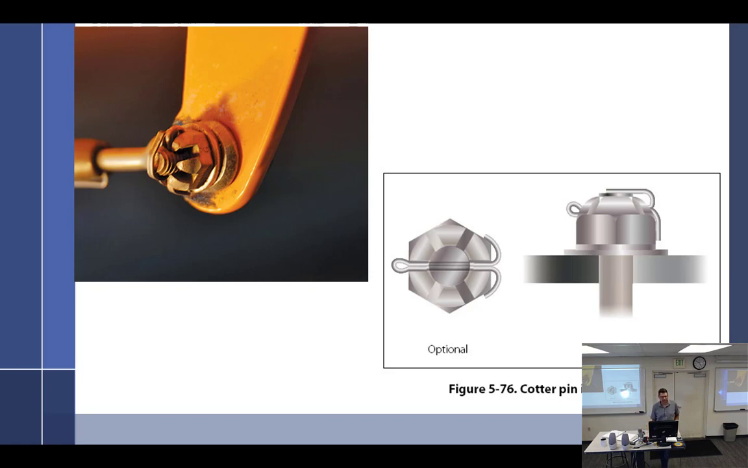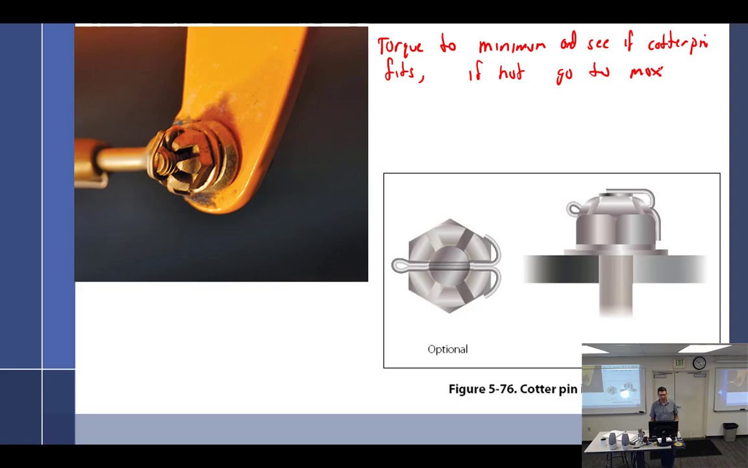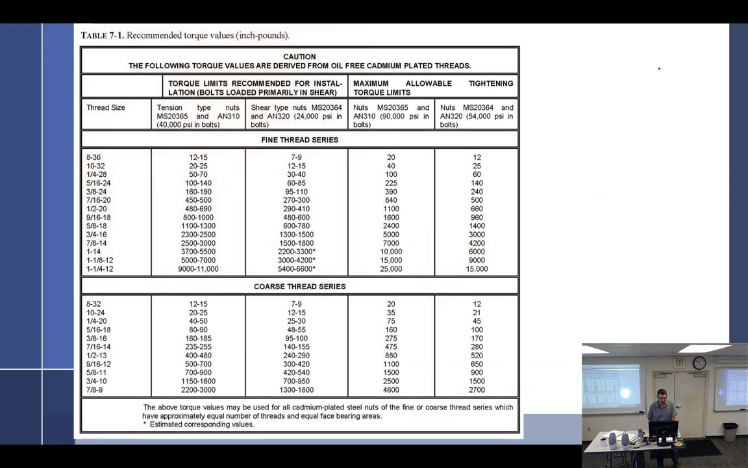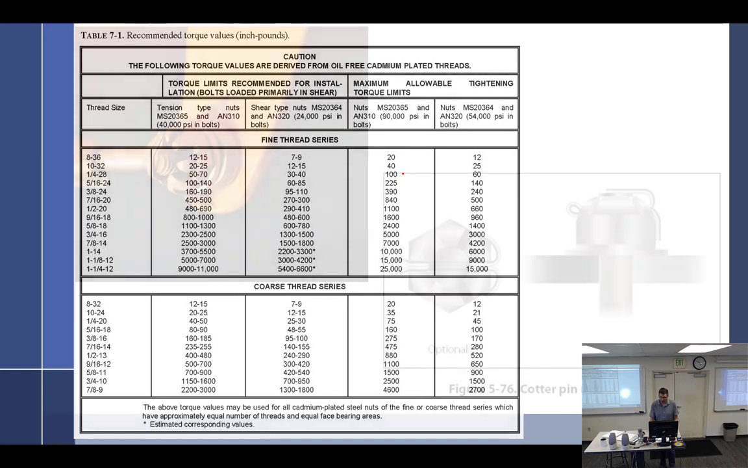So when you're using a castellated nut, you will use a cotter pin. And you will torque it to minimum and see if the cotter pin fits. If not, go to max. So what I mean by that is, say a quarter inch fine, and so we have 50 to 70 with a maximum of 100. So I'm going to torque it to 50, and I'm going to see if those holes line up. And if it doesn't, I can go all the way up to 100. Don't go to 100, but you can, well, I'm just missing a little bit. Just go a little bit, make sure you don't exceed the torque. And if it lines up, boom, go for it. And then it fits. If it doesn't, then go to max.